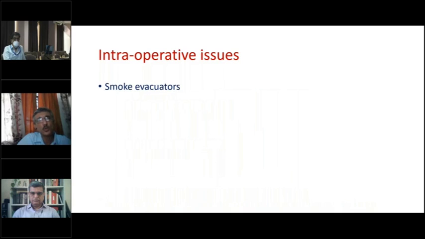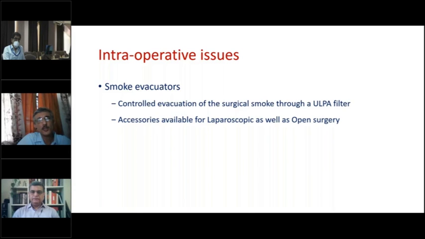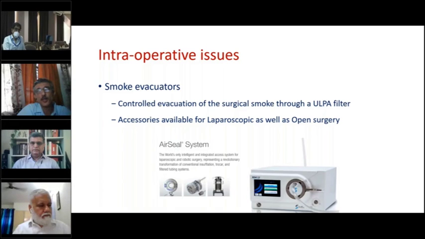And some of the safeguards include smoke evacuators, which means essentially that the aerosolized carcinogens and the pathogens are directed through a filter, which is usually a HEPA filter, in a controlled way, and hence do not go into the OT atmosphere. Accessories for these are available in laparoscopic and open surgery. We have one in our hospital right now, which actually came with the robot. However, these are expensive, and even the use is expensive.